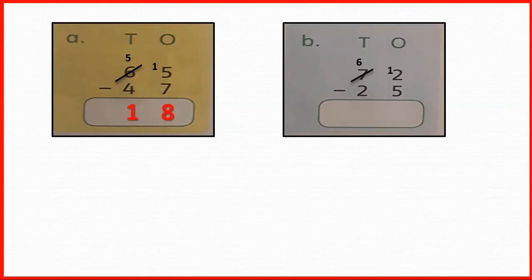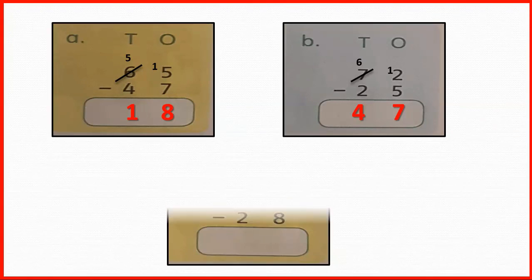Now we can take away 5 from 12. So when we subtract 5 from 12, the number comes 7. Now subtract tens. When we subtract 2 from 6, the number comes 4. So overall, the number comes 47. Now I'm going to do part C of question number 1.